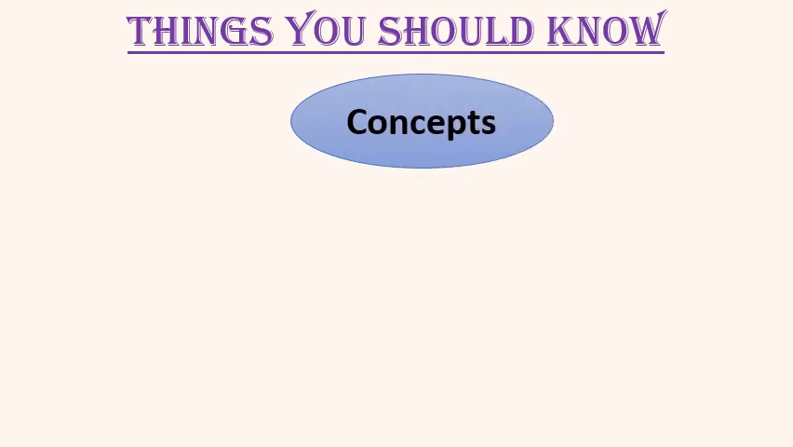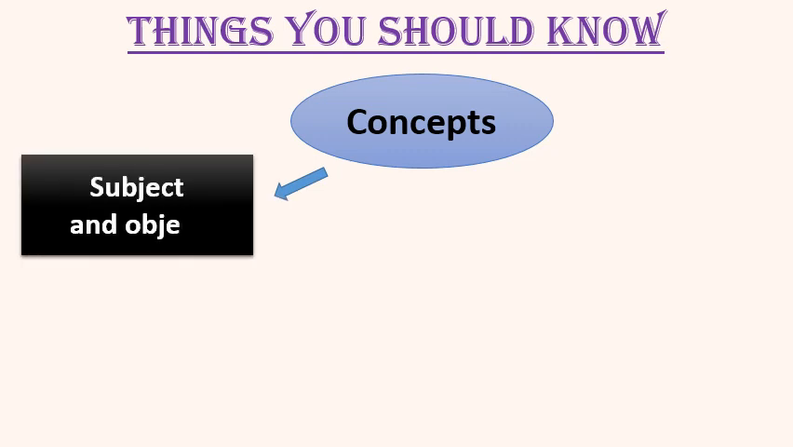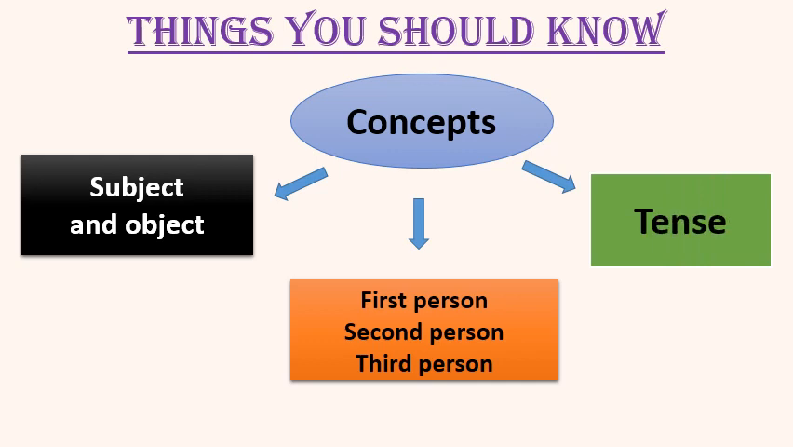Before we begin to understand the conversion, there are certain things that you should very well know, that there are three important concepts that must be understood properly. First one is what is a subject and an object in the sentence. Second is what is first person, second person and third person. Third is what is tense. Dear students, we have already discussed all of them in detail in our previous video.